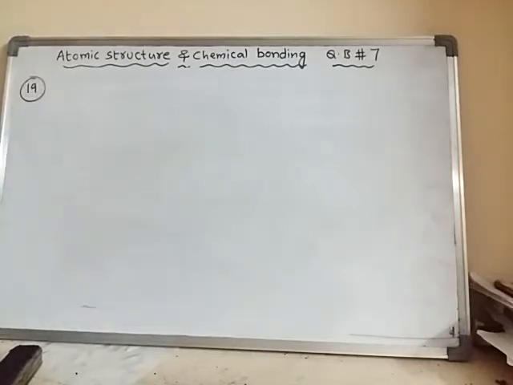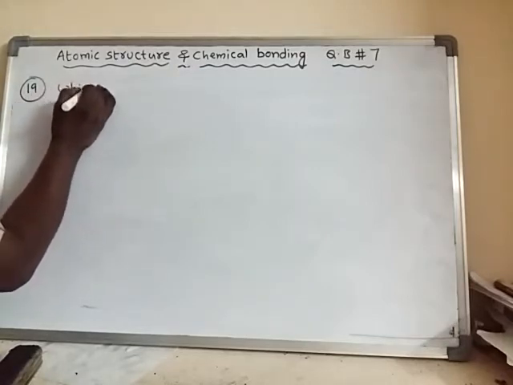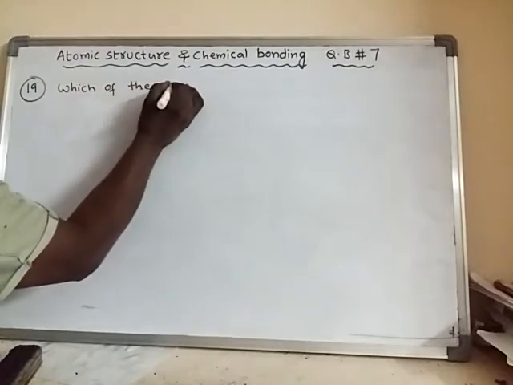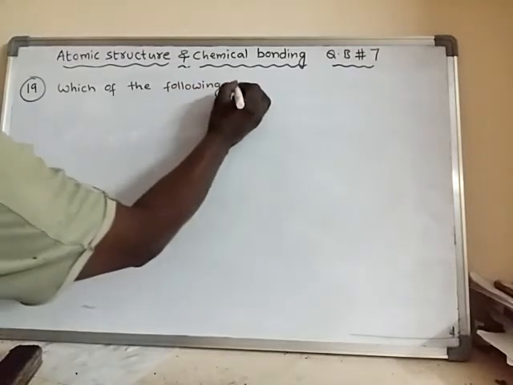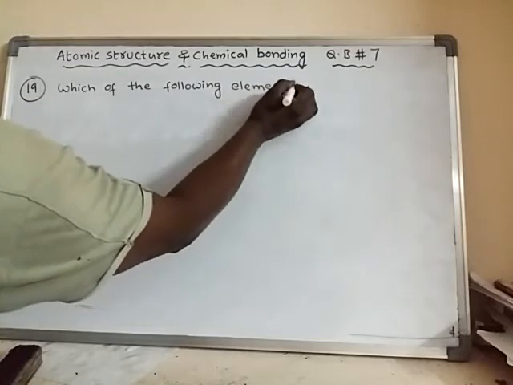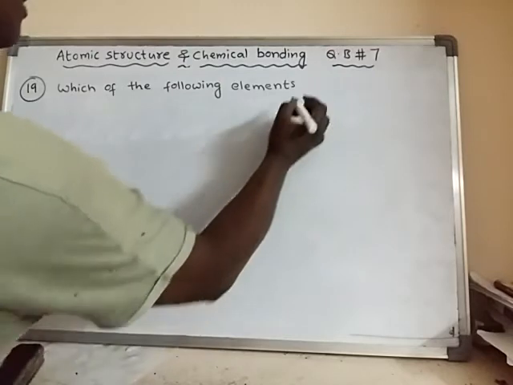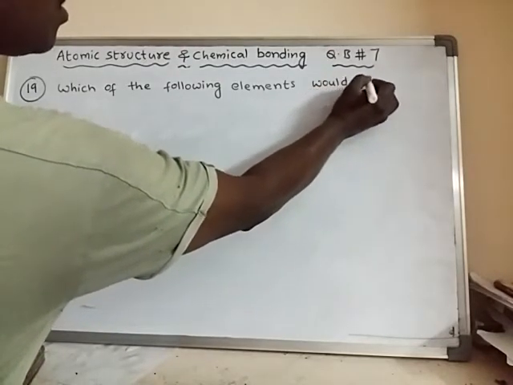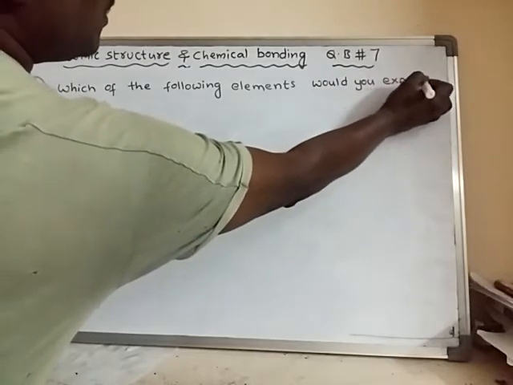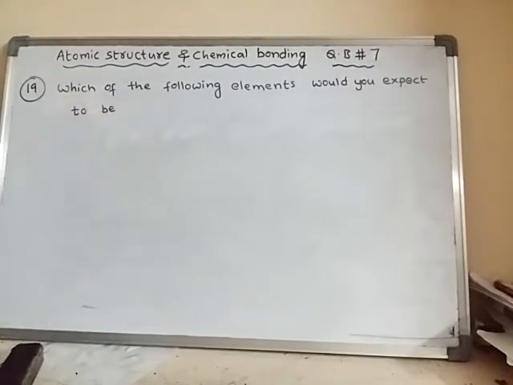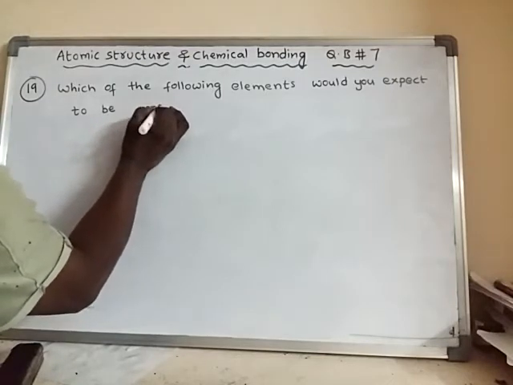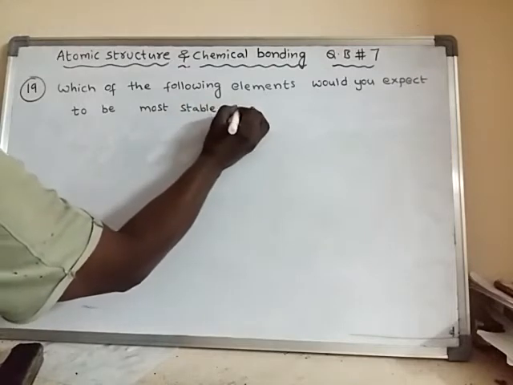What is the 90th question? Which of the following elements would you expect it to be most stable, and why?